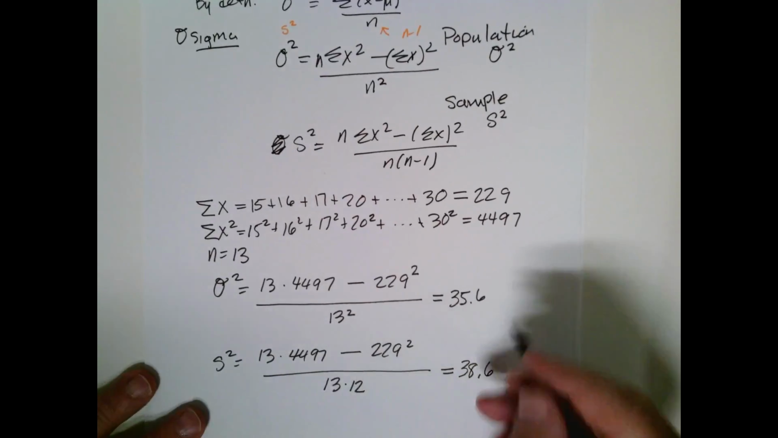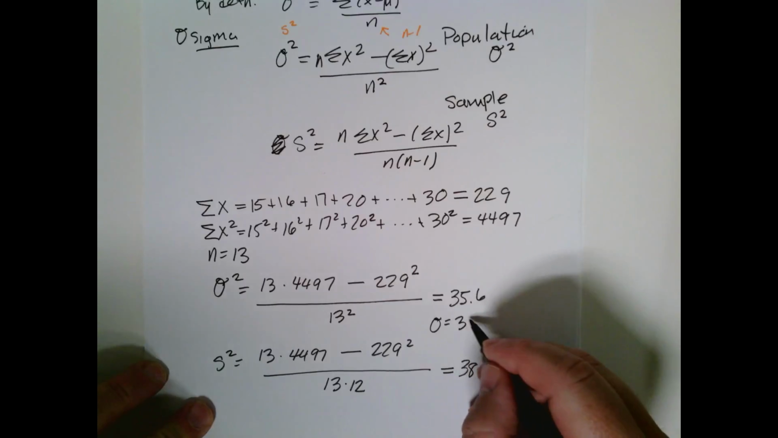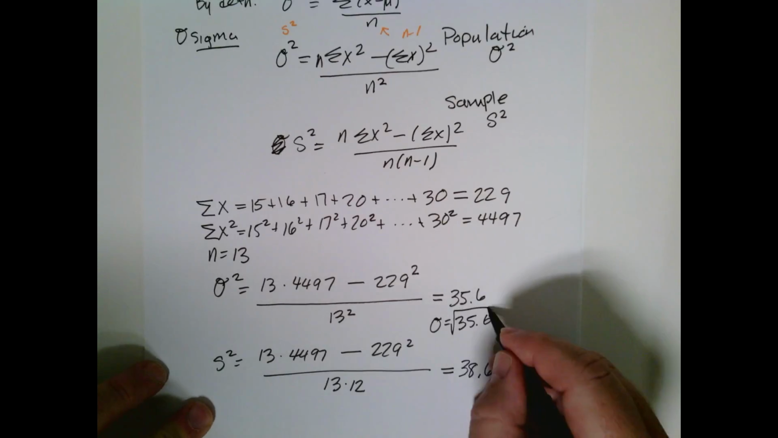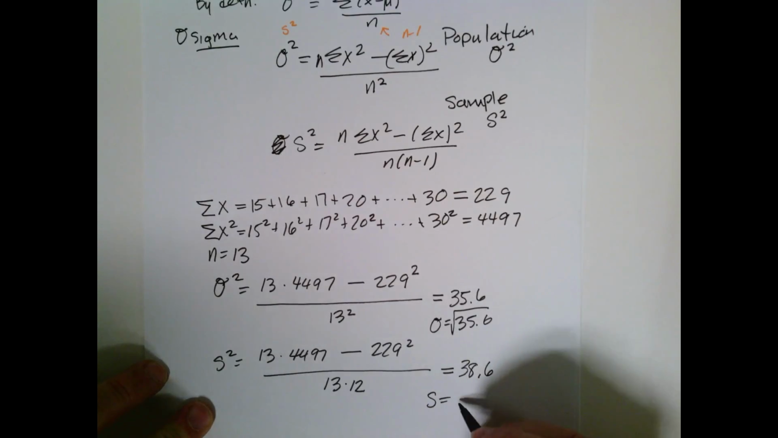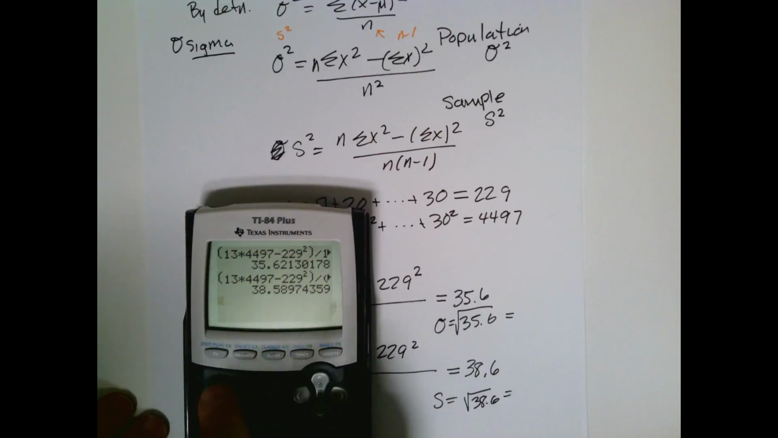So the last thing would be to find the standard deviation, the square root of the variance. So that's really not that hard. The standard deviation here would be 35.6. Take the square root of it. Standard deviation here would be 38.6. Take the square root. Just plug these into your calculator.